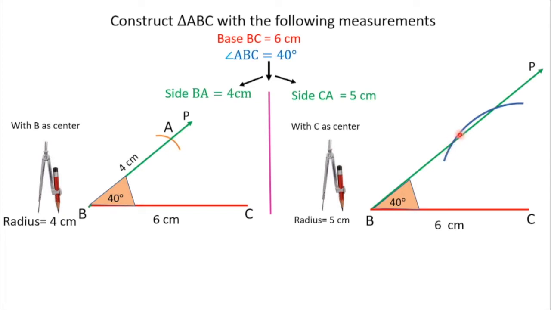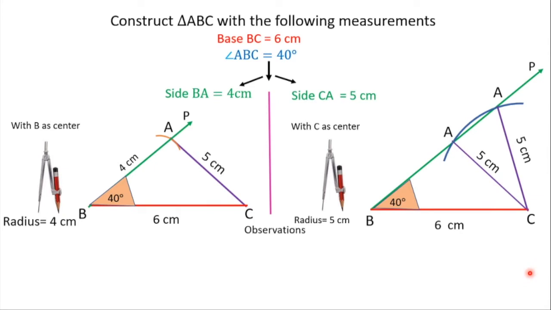If you stop here only, you will get only one triangle. If you extend this further, the same curve is going to intersect this ray BP at one more point. Now the question is, which is the point A? In fact, both are point A only, because both of them are at a distance of 5 centimeter from the point C. What are the observations that we can make here, friends?